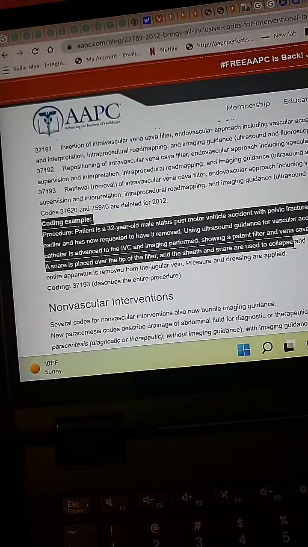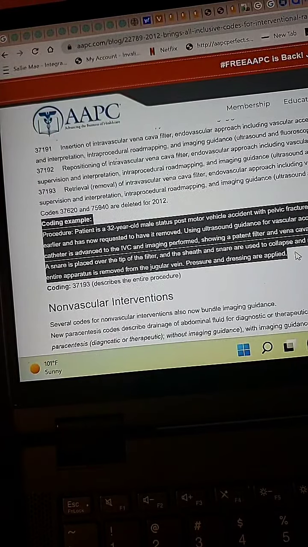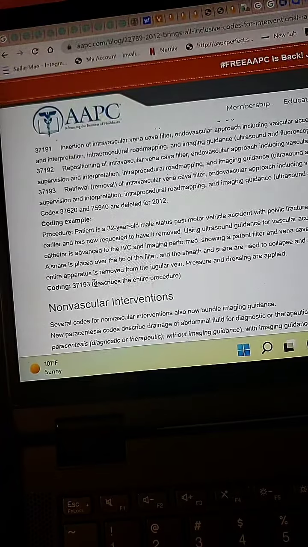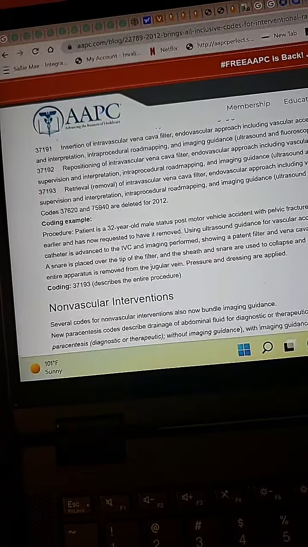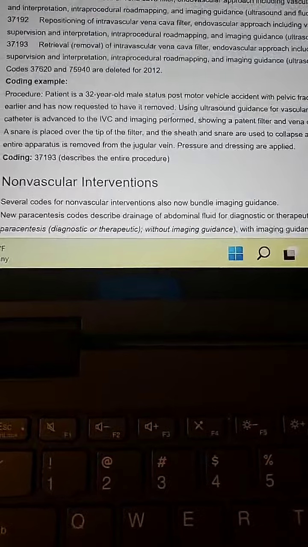A 32-year-old in an MVA. Vascular access. Yep. Love their knowledge center. It's super helpful.